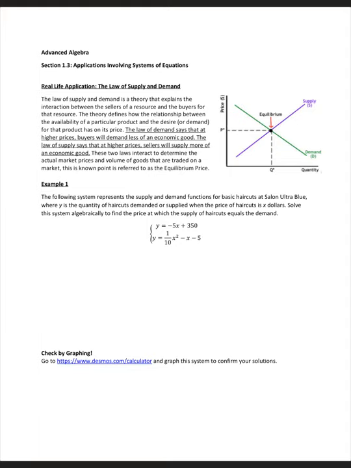Today I wanted to give everyone an opportunity to see some applications involving systems of equations. One real-life application involves the use of the law of supply and demand. If you're not familiar with the law of supply and demand, here it is.